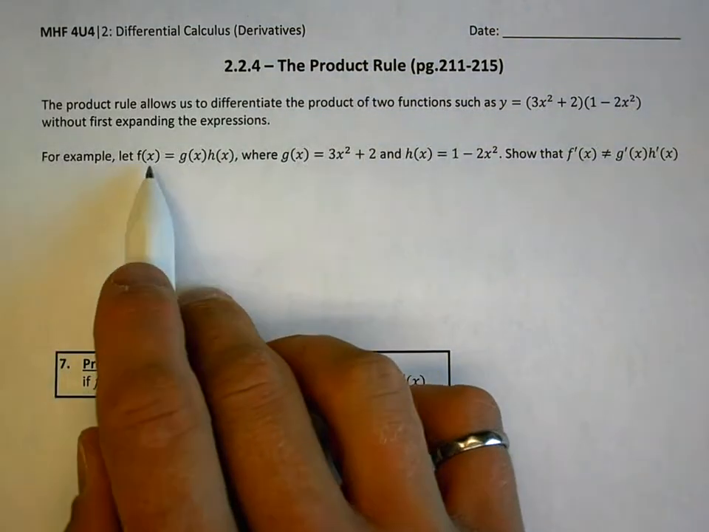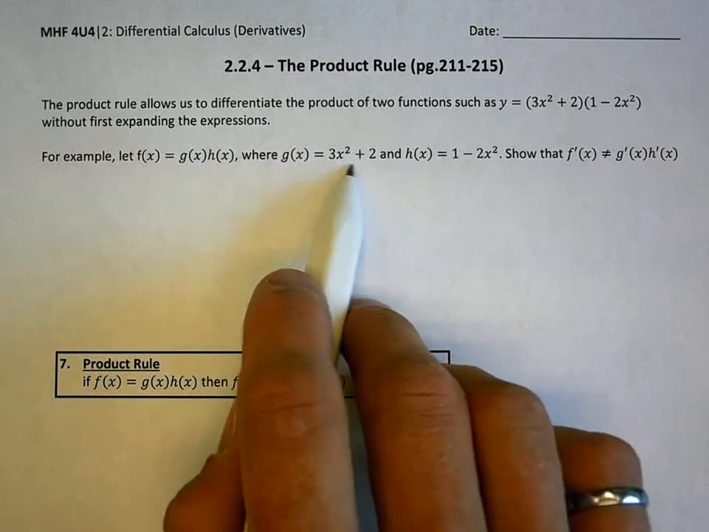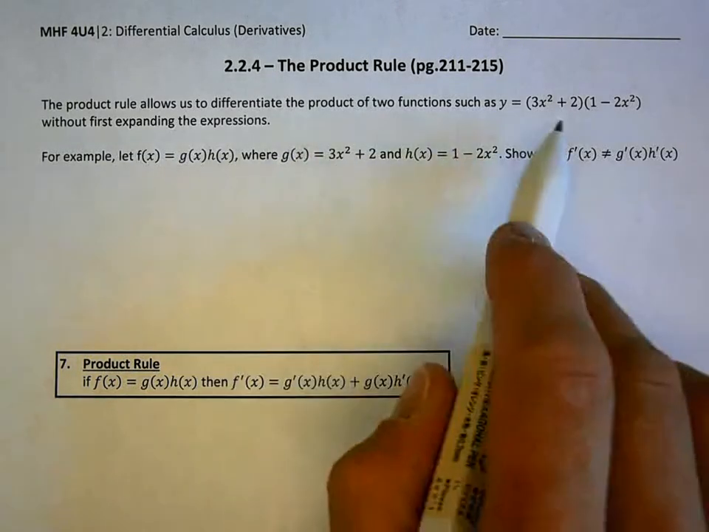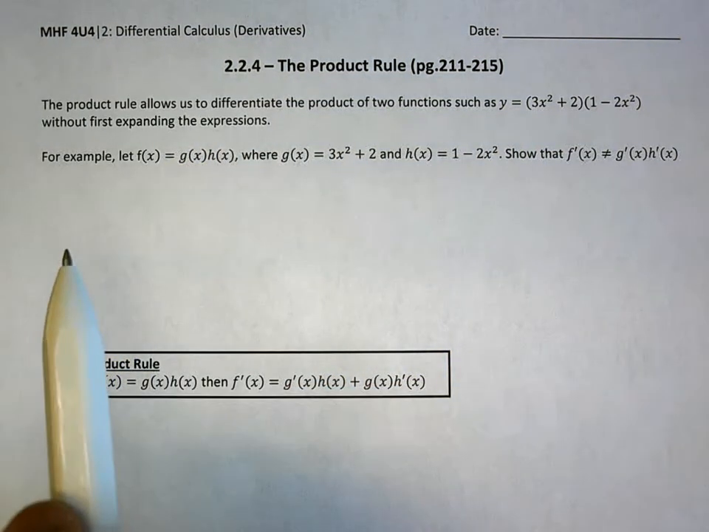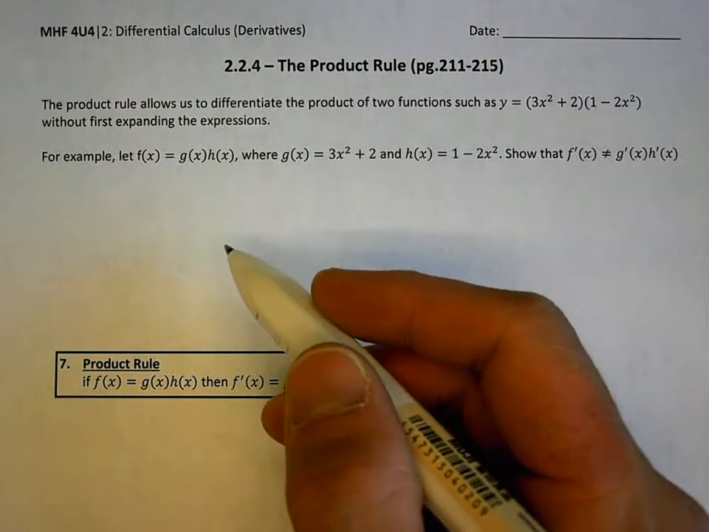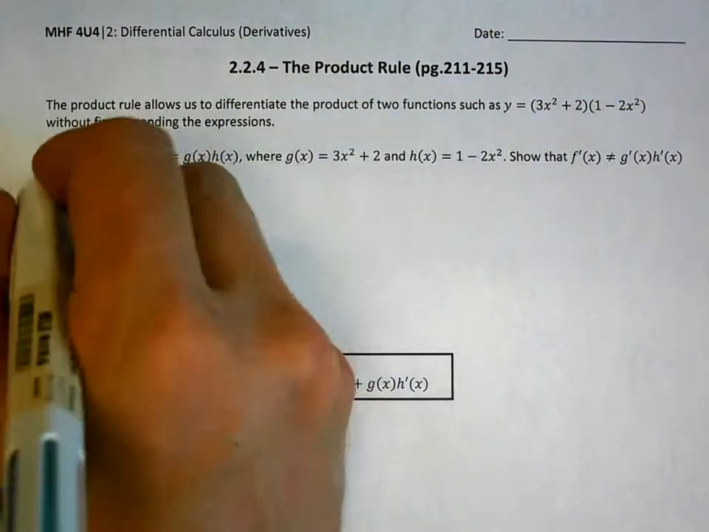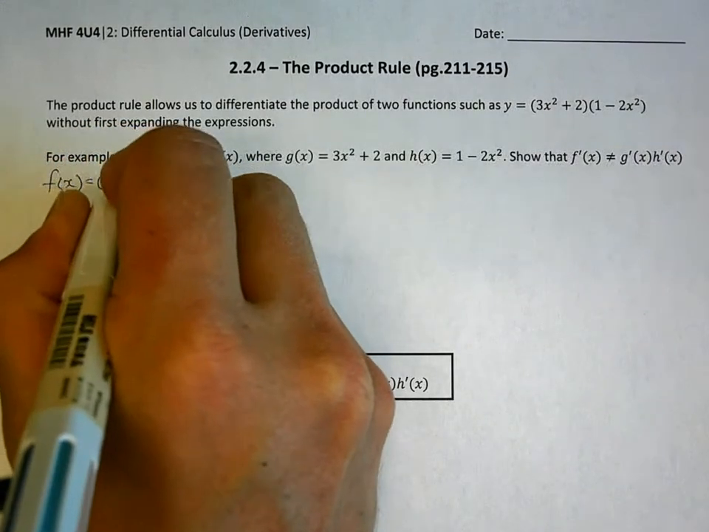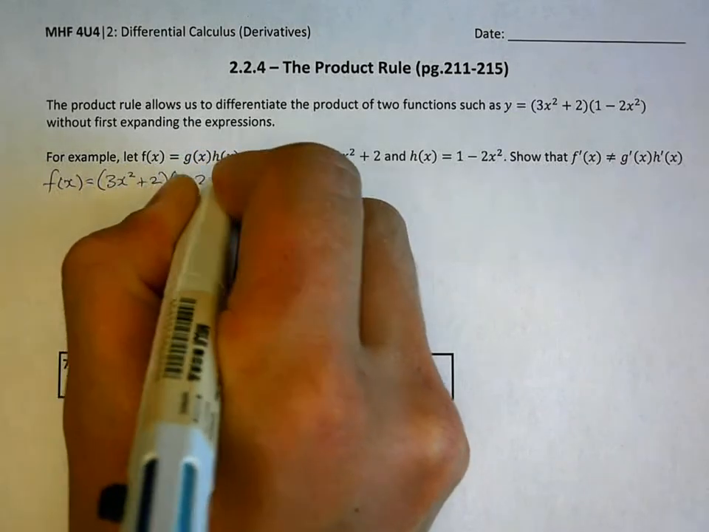So let's say we have f of x is equal to g times h. G is this function, h is this function. The tendency might be just, oh, let me take the derivative of the first one multiplied by the derivative of the second one. Let's see what that looks like. First of all, we have f of x is equal to 3x squared plus 2 times 1 minus 2x squared.